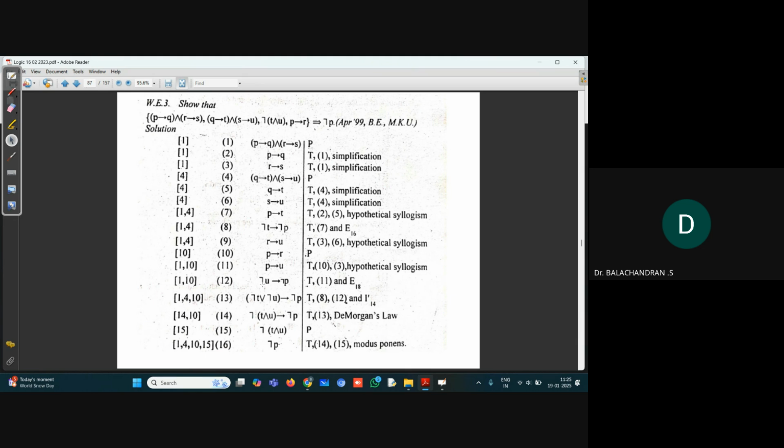Contrapositive is negation U implies negation P. Next, negation 8 and 12, because I need to use this one. So that's why I need negation T and U. So with 8 and 12, I have negation T, negation U here. So both of them imply negation P. So the rule, actually, this is I14 dash.